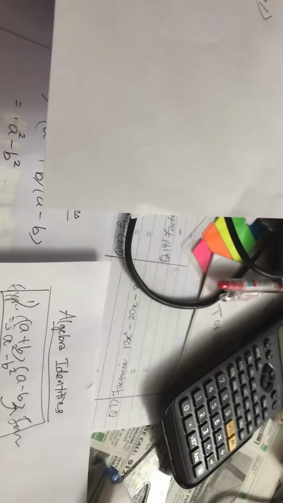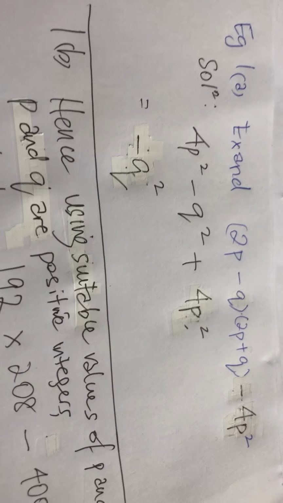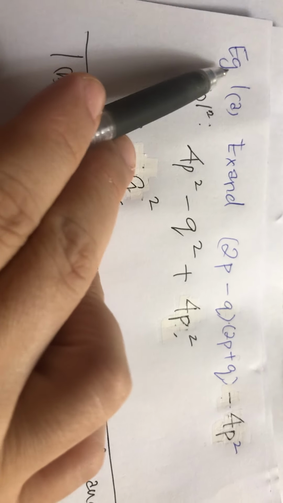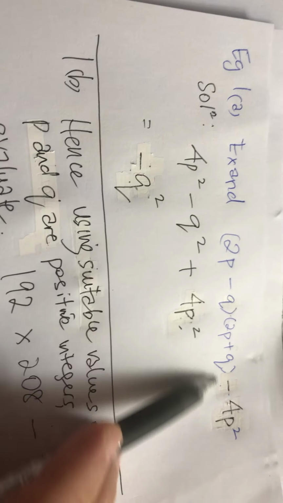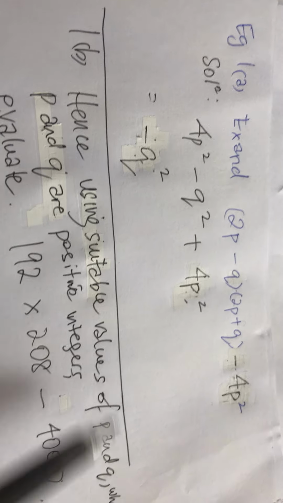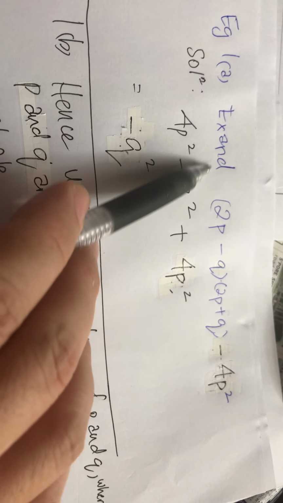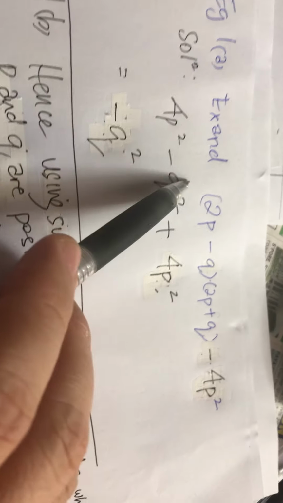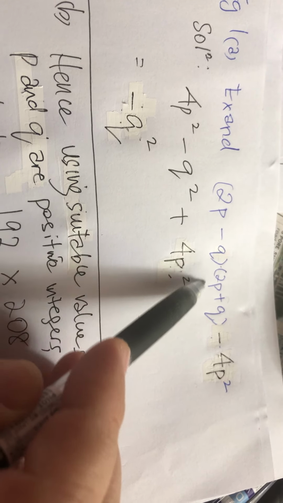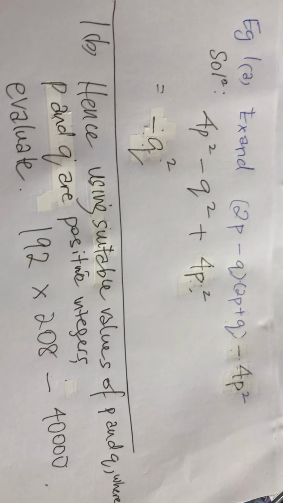Now, more commonly set in the exam are questions like this. Okay, where it's more guided. Okay, for example, we have this question. There are two parts to the question. First part requires you to expand. Now, if you're asked to expand (2p - q)(2p + q), recognize that it is a difference of 2 squares, special identity.